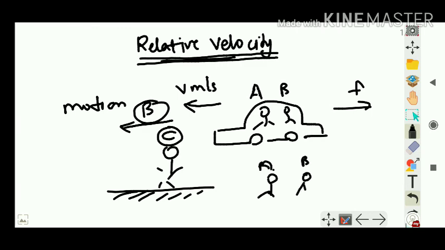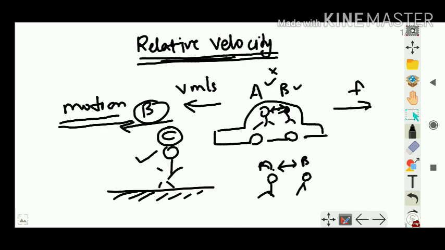But if you consider only the two guys, A and B, for A, B is stationary. The partner with whom he is sitting is not at all moving. As well, for B, A is stationary. Clear? So the perspective is changing. For C, A is moving, but for B, A is not moving, right? So motion is a relative term.